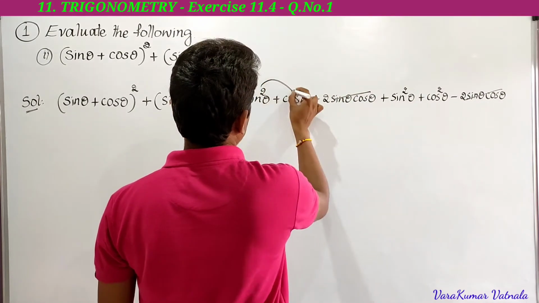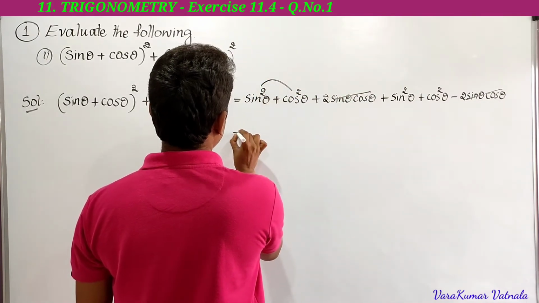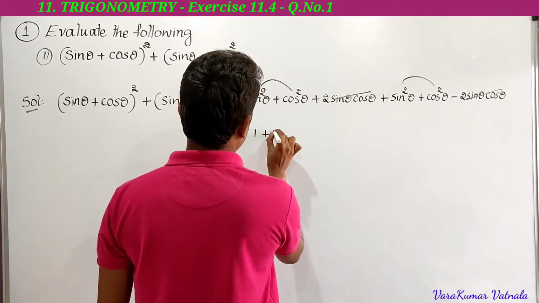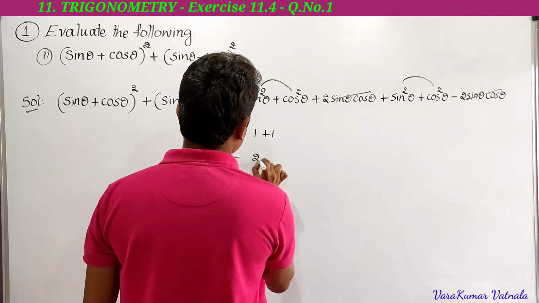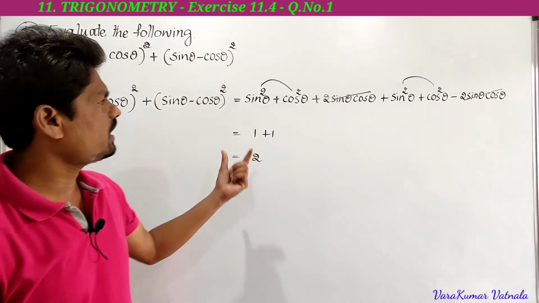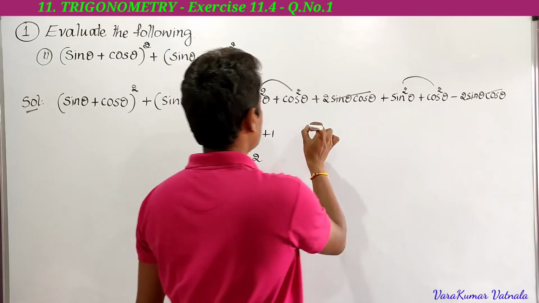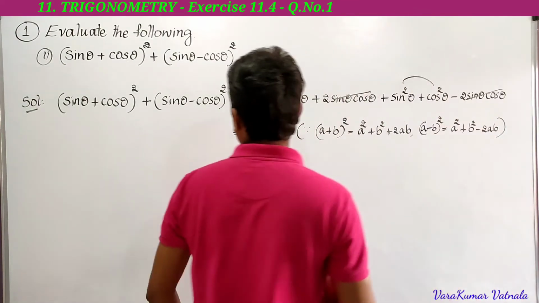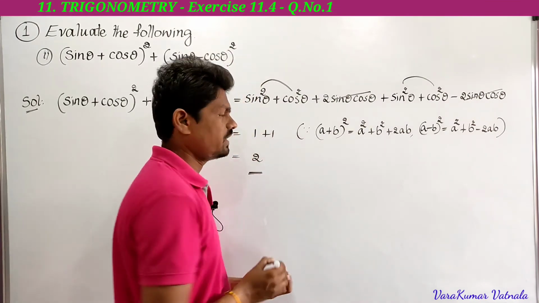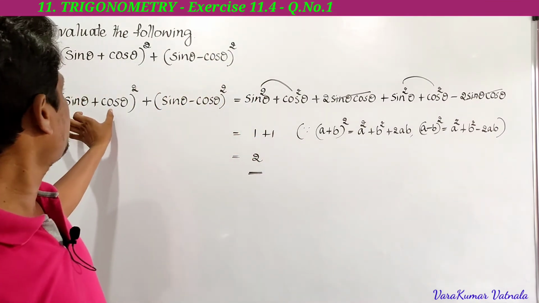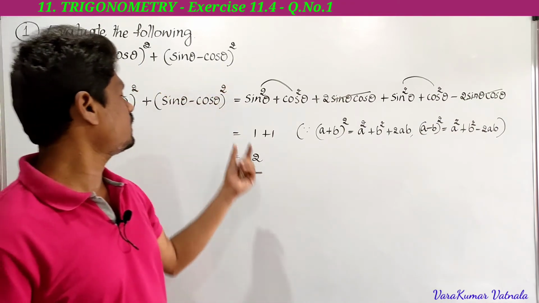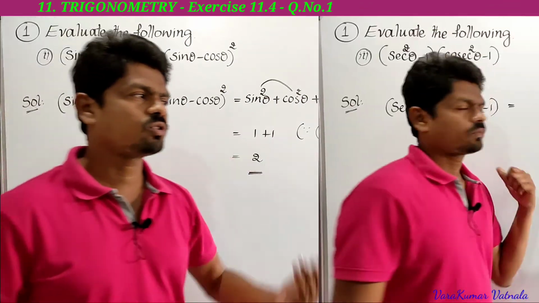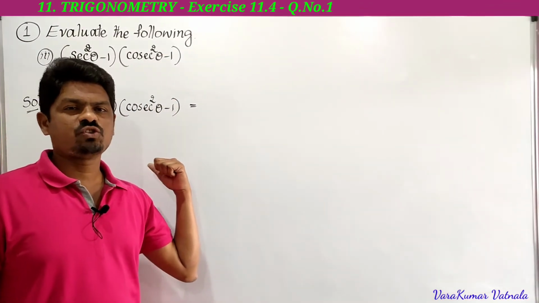So just here sin square plus cos square theta equal to 1. So here also sin square plus cos square theta equal to 1. So 1 plus 1 is equal to 2. So very easy. So here two formulas we have applied. So using these two formulas we have expanded. So this is the value of the given problem. So the value of sin theta plus cos theta whole square plus sin theta minus cos theta whole square is 2. So this is the second bit. Next we have to solve the third bit. This is the third bit in the first problem.